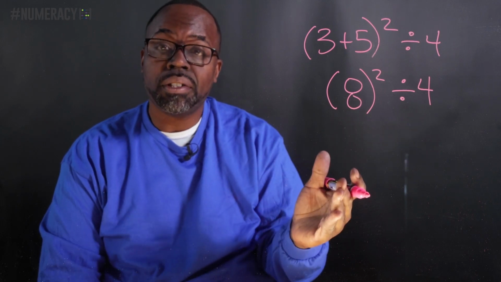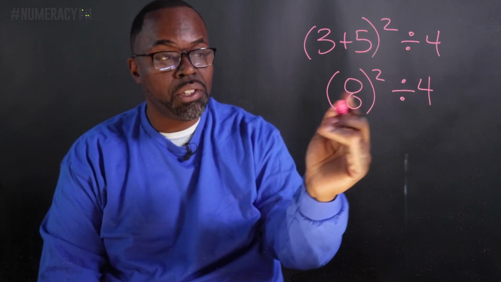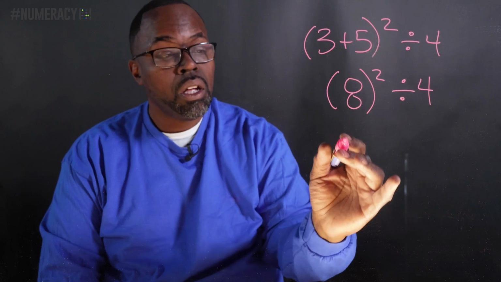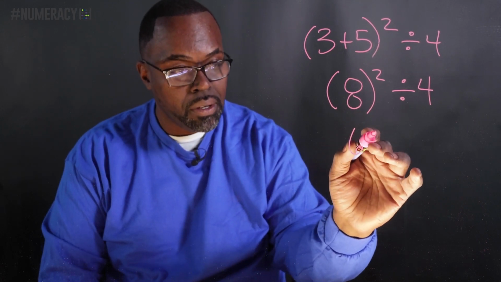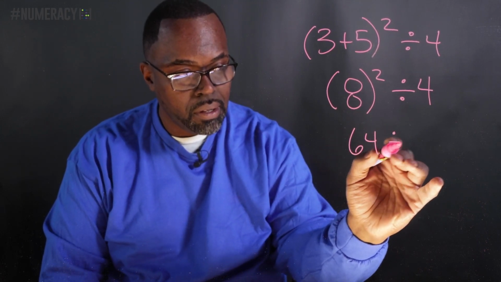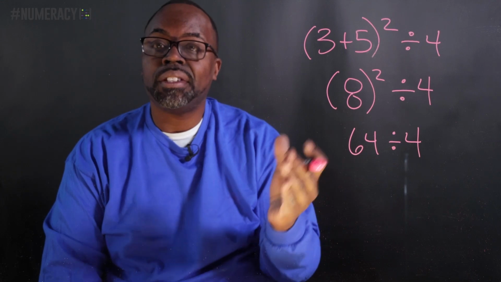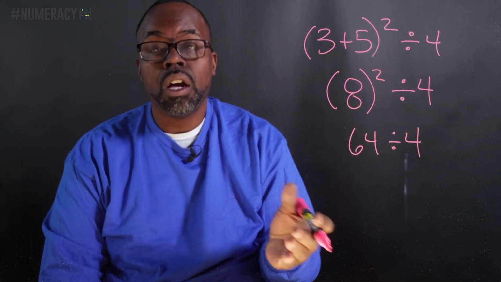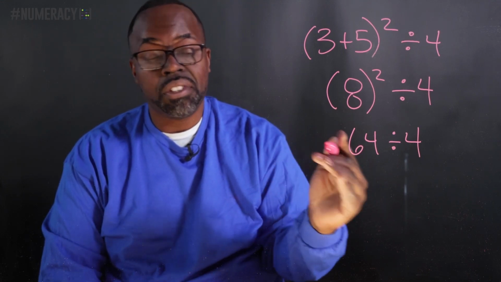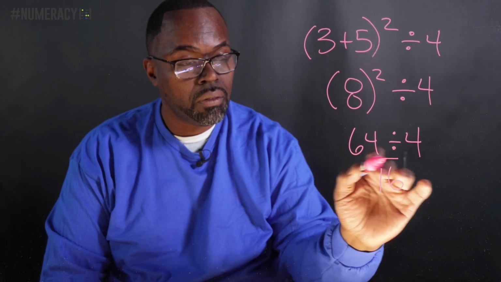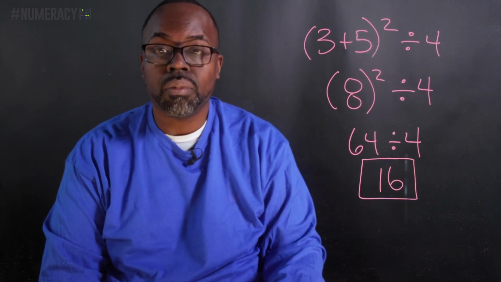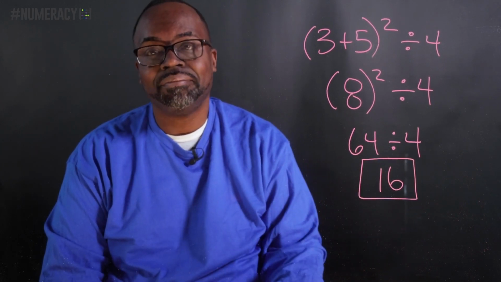After parentheses will be the exponent. And so we have 8 squared, which will give us 64. So finally, we have 64 divided by 4, which gives us our final answer of 16. Does this make sense? Very good.